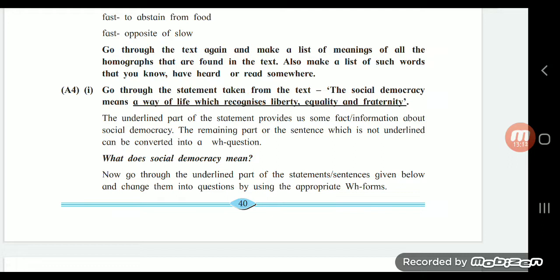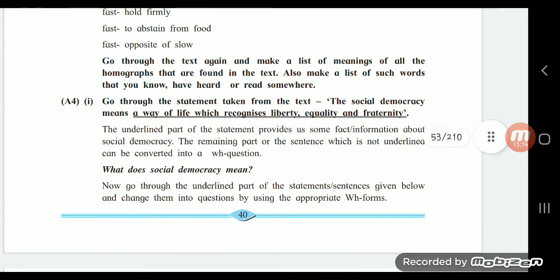Go through the statement taken from the text. The social democracy means a way of life which recognizes liberty, equality, and fraternity. Here you can see a sentence, and one part of that sentence is underlined. What is the purpose? We'll come to know. The underlined part of the statement provides us some fact or information about social democracy. If you consider it, this is the definition of social democracy. So social democracy means what? That is what we have in the next part.